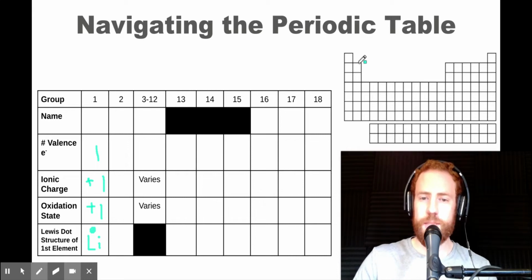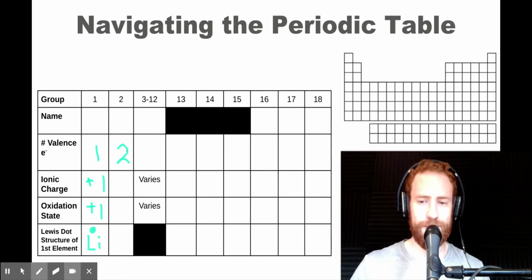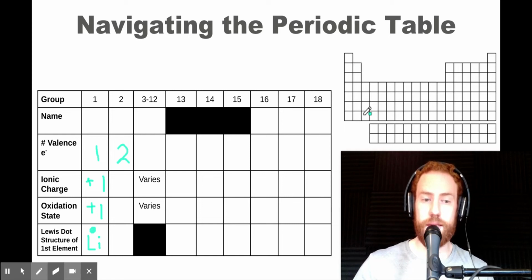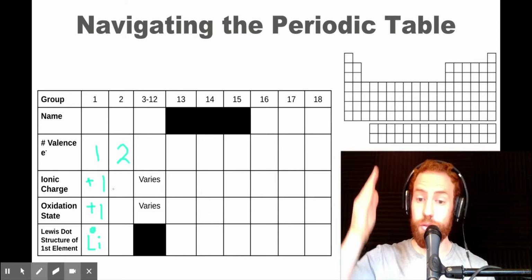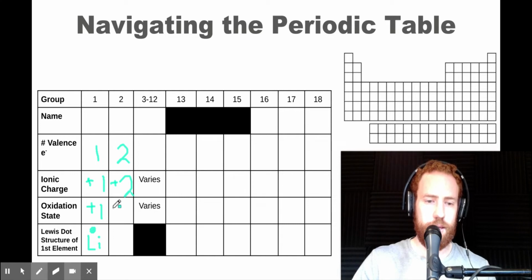All right, let's move on to group number 2. These are called the alkaline earth metals, and everything in this column has 2 valence electrons. You might be starting to see a pattern here, and that's very intentional on the periodic table. Patterns are what it's all about. Everything in that column has 2 valence electrons. It's still going to be easier for any of the alkaline earth metals to lose their 2 electrons rather than gain 6, which means that everything in this column will form a +2 charge. And that means that its oxidation state is going to be +2 as well.